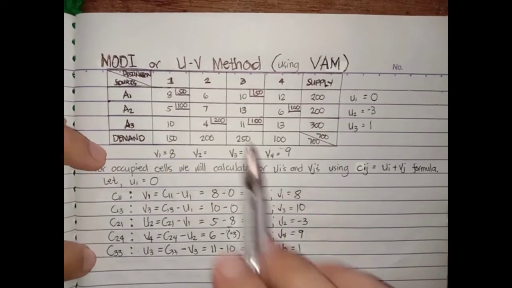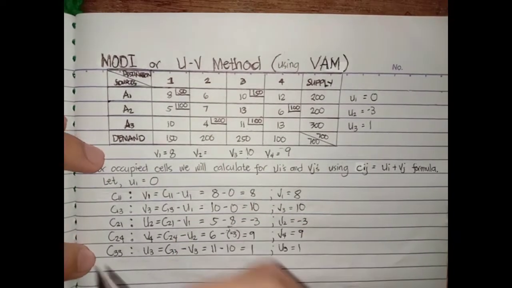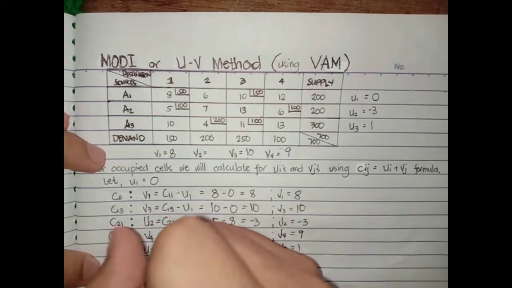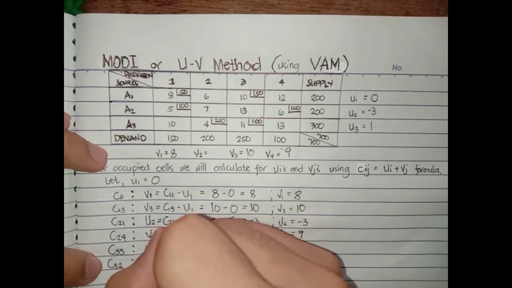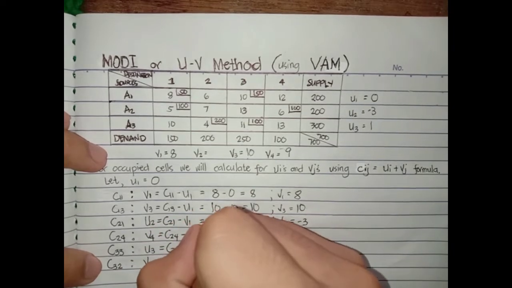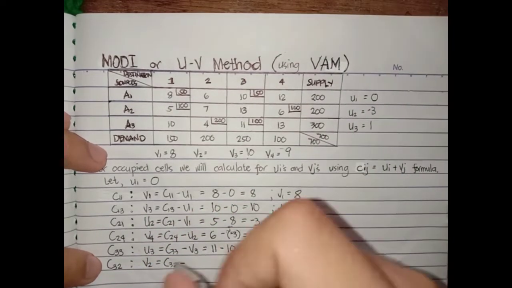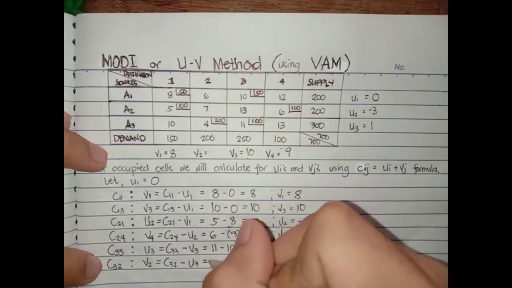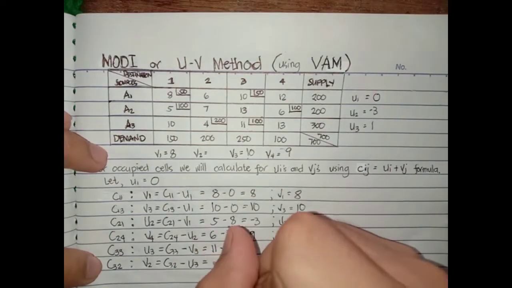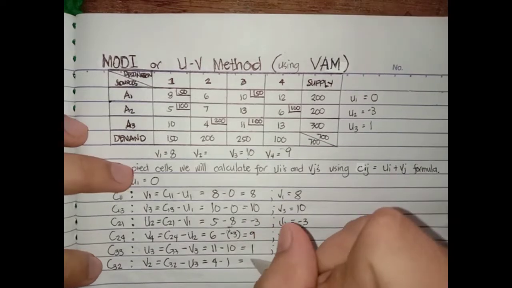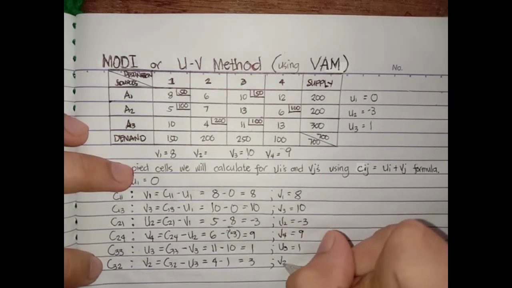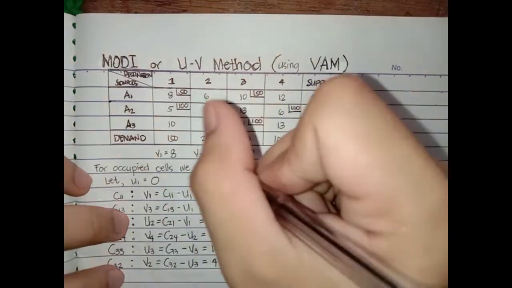Okay, the last one is V2. It's C row 3, column 2. So V2 is equal to C32 minus U3. Our C32 is 4 minus our U3, which is 1, is equal to 3. So our value for V2 is equal to 3.